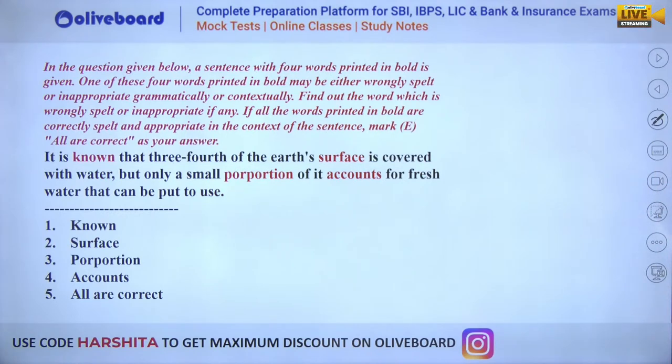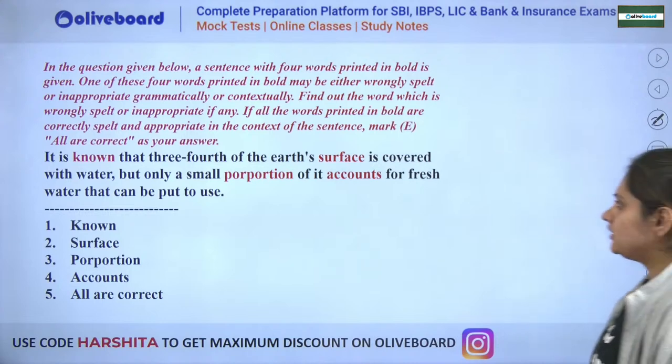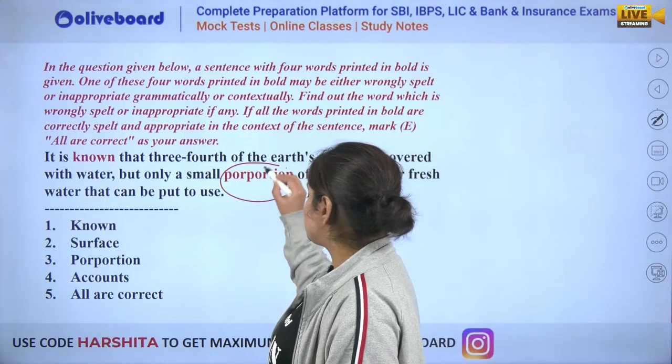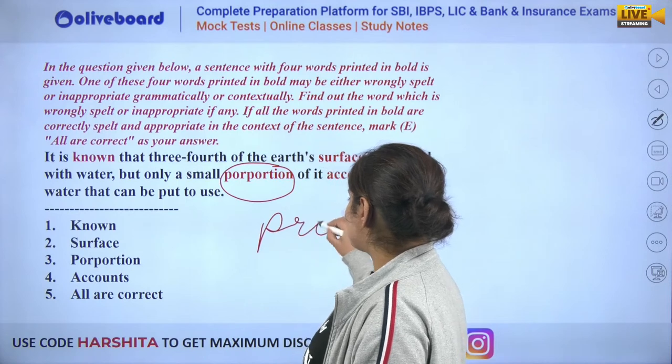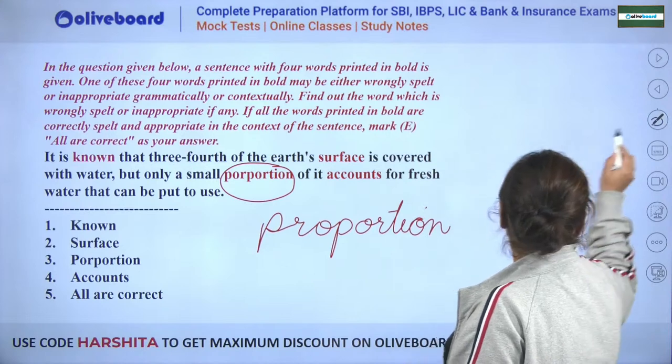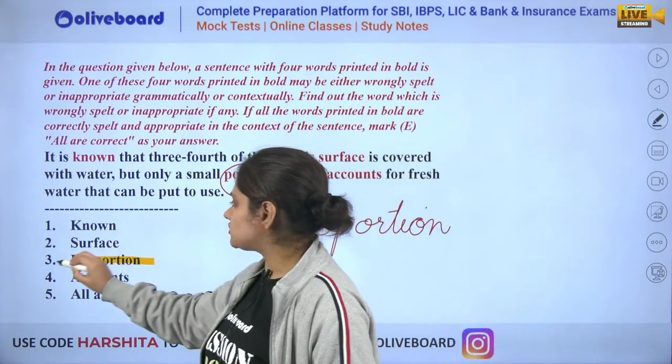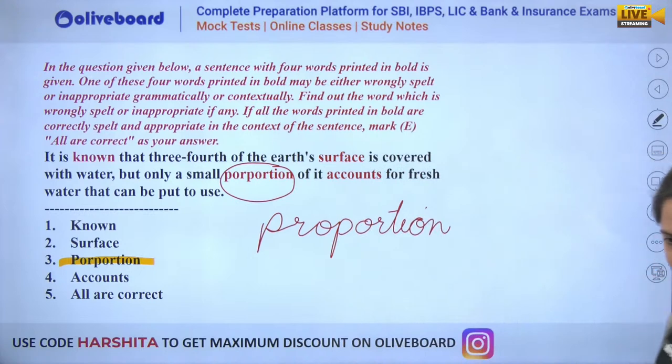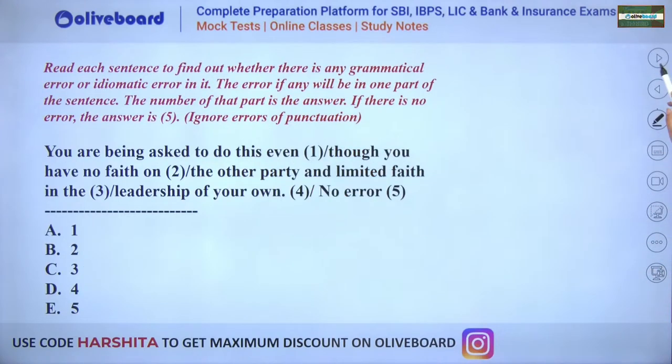So, five questions on spelling errors as expected in the exam also. Exactly. Only a small proportion, not portion. This makes no sense. Part. Small part. Small part means small proportion. Small part is like small proportion. Okay? So, third will be your spelling error. Correct. So, five questions. Very doable.